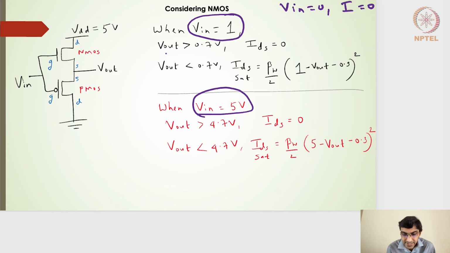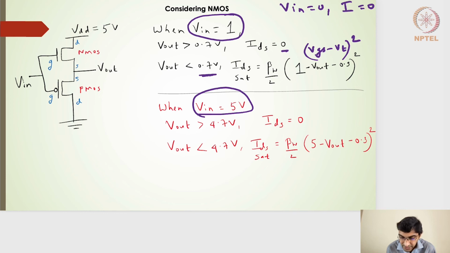So for an output voltage greater than 0.7 volts, we know that the NMOS transistor will be in cutoff, so it is 0 value. For anything lower than 0.7 volts for the output voltage, the NMOS will be in the saturation region. So the saturation current is nothing but beta n by 2 times (VGS minus VT) the whole square.